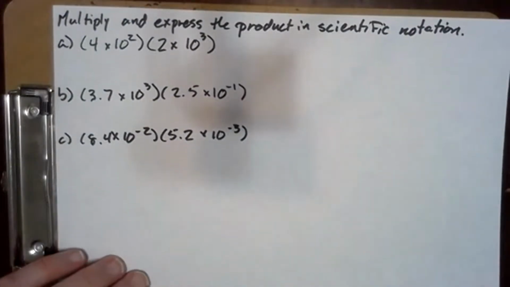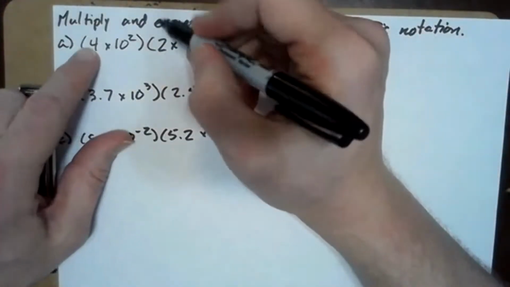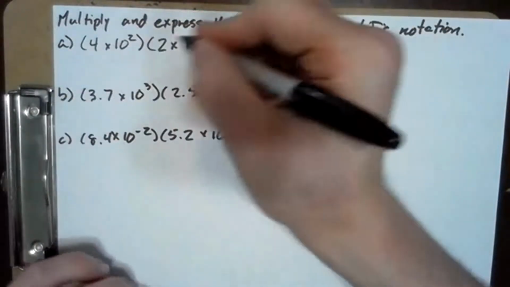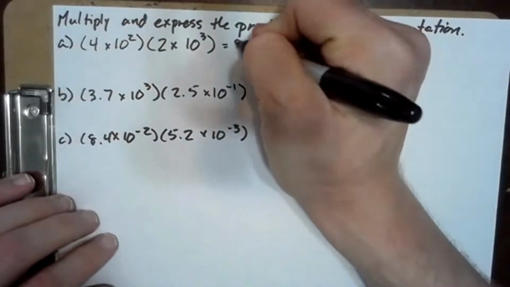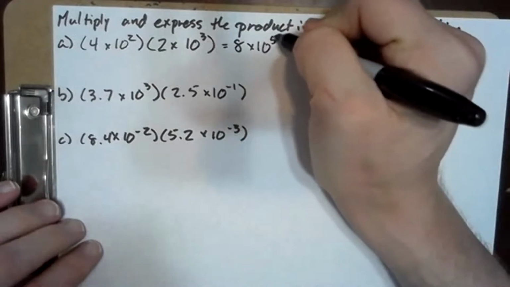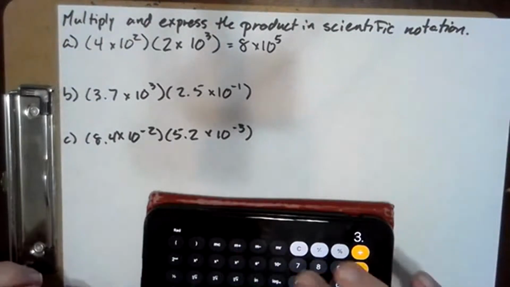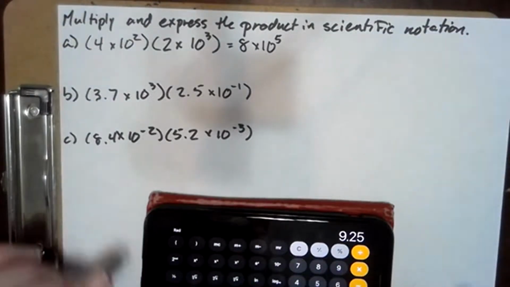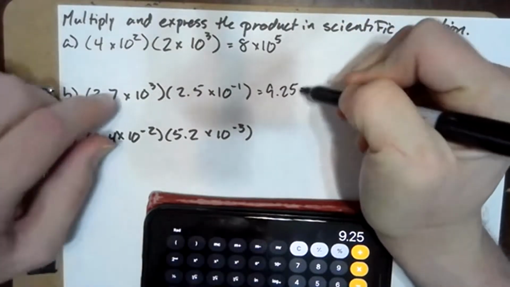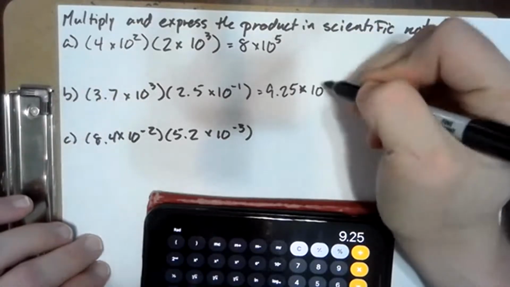Now we want to multiply and express the product in scientific notation. So when we do this, first we multiply our numbers, and then we multiply our powers of 10. 4 times 2 is 8, times 10 squared times 10 cubed is 10 to the fifth. 3.7 times 2.5, I don't particularly want to do that by hand, is 9.25 times 10 cubed times 10 to the negative first is 10 squared.